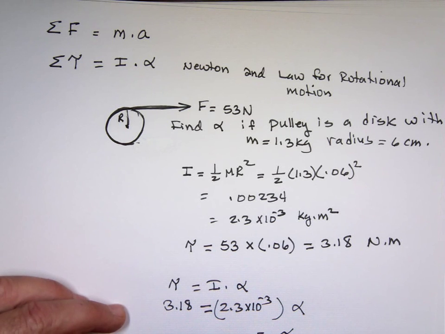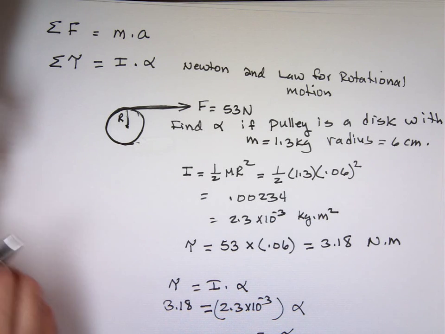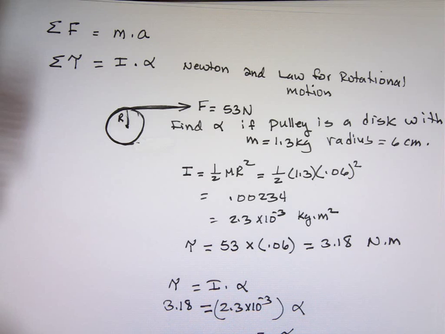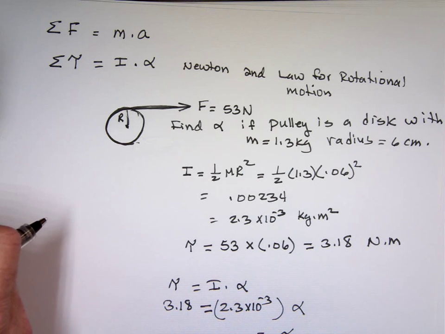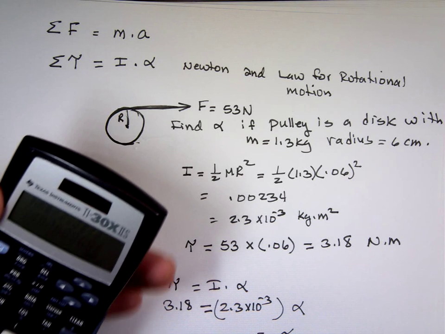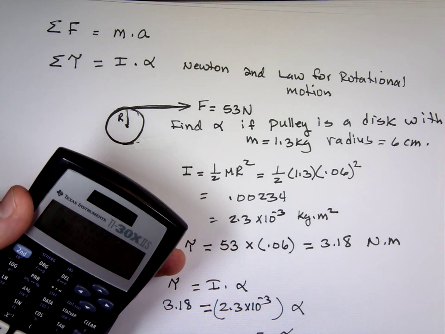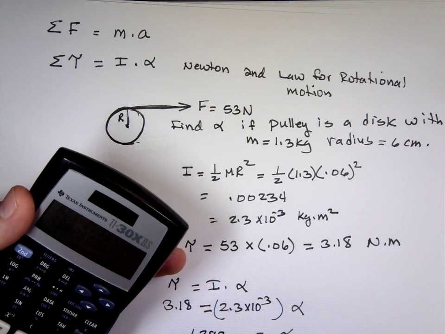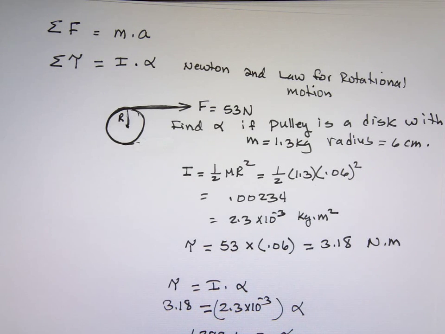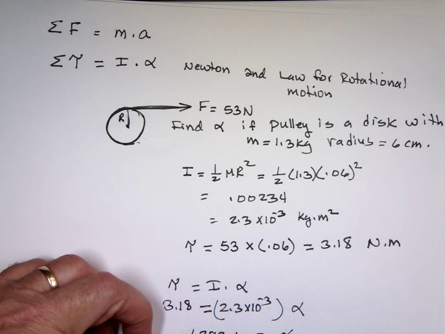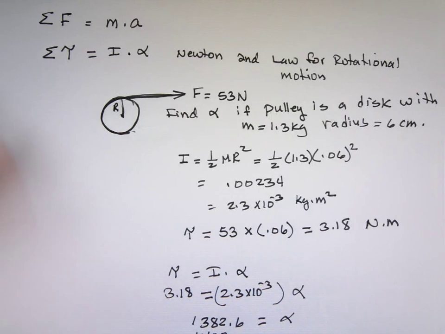Alpha equals... wow, we got a large number. You got a big number? 1382.6. Two significant digits, 1400 rad per second squared.